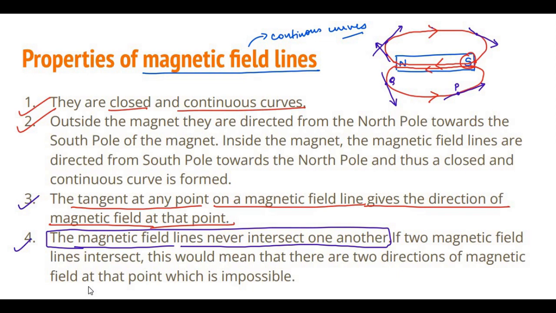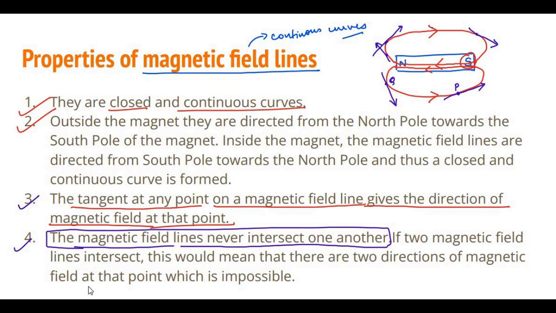ये क्वेश्चन ऐसे पूछा जा सकता है, which of the following statements is true. Statement number one, magnetic field lines never intersect one another. Second statement, magnetic field lines always intersect with one another. Option number three, magnetic field lines sometimes intersect with one another. And point number four, magnetic field lines intersect with one another when the magnetic field is very strong, but when the magnetic field is weak, magnetic field lines do not intersect with one another. Is tarah ke four options aa sakte hain.